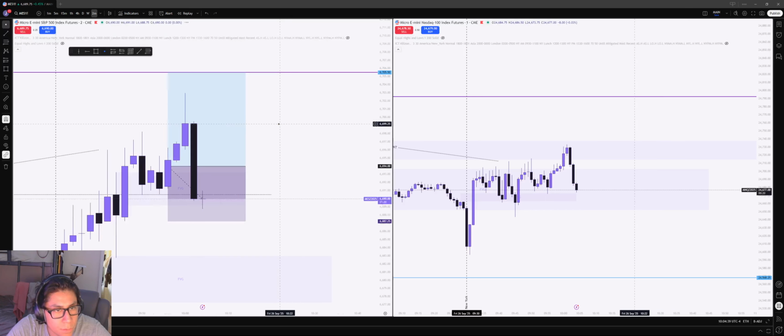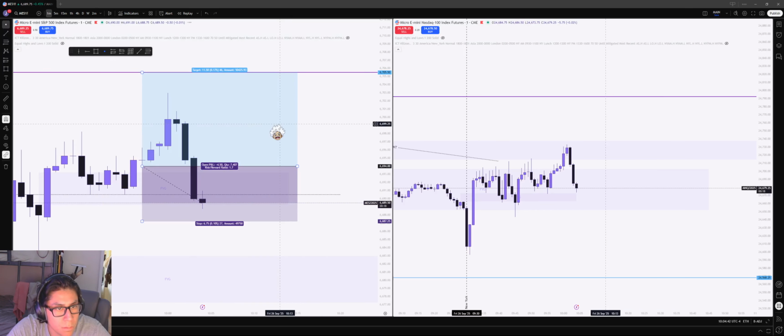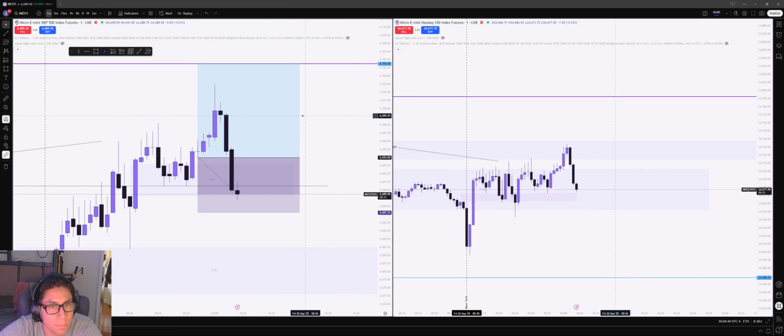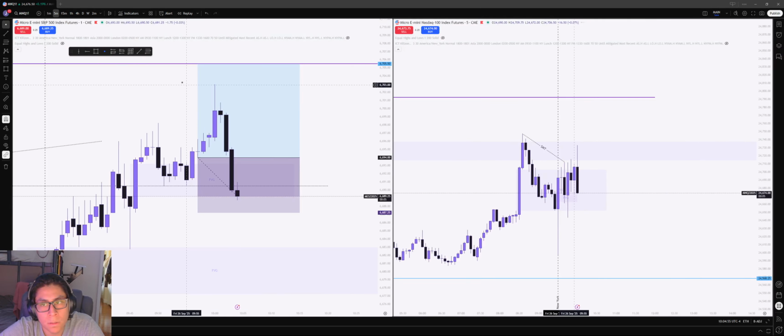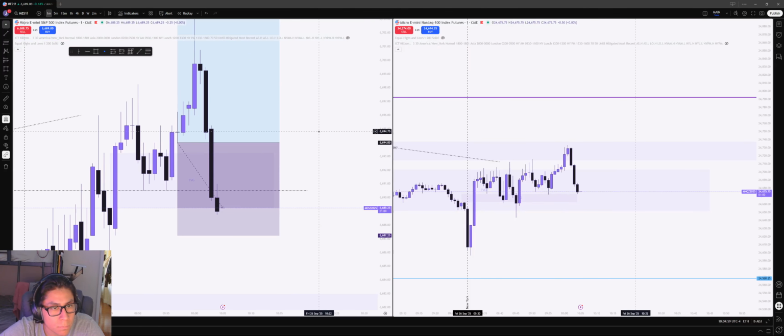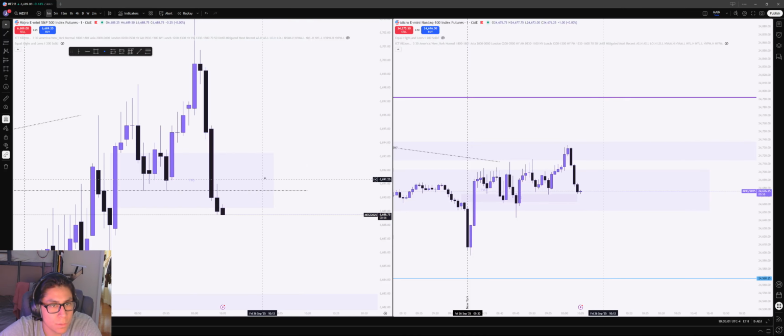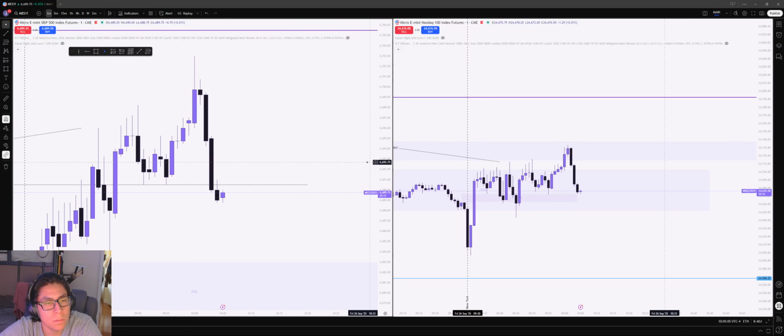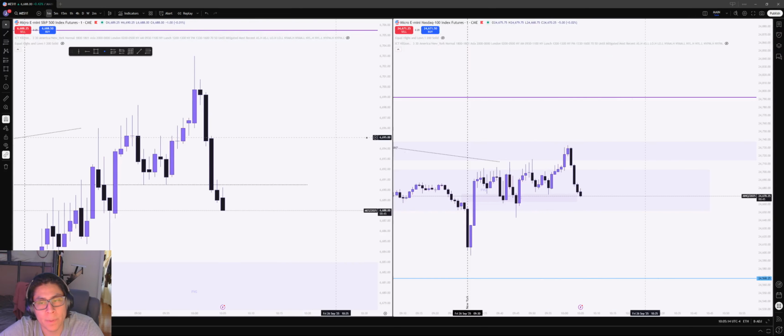4 minute, 3 minute, 2 minute, 1 minute. This 1 minute did not hold. But we took out these lows in here. Maybe want to push back up towards the buy side, but I don't know.